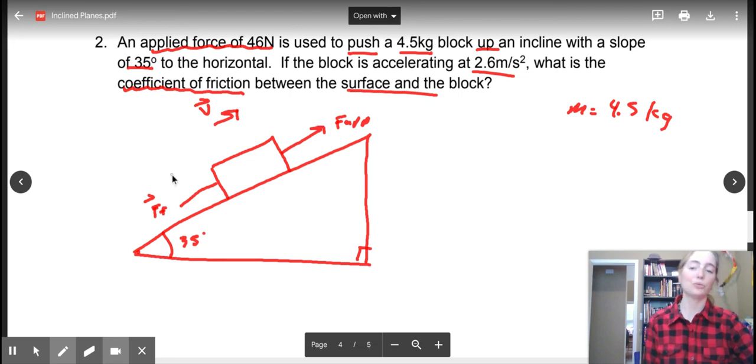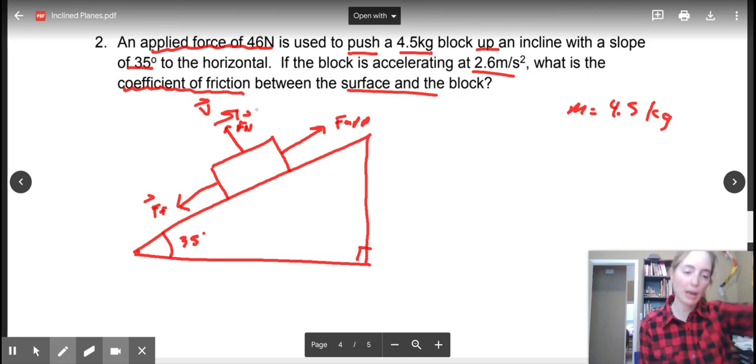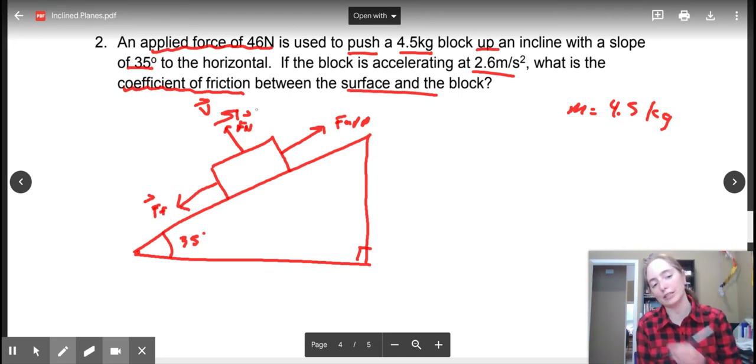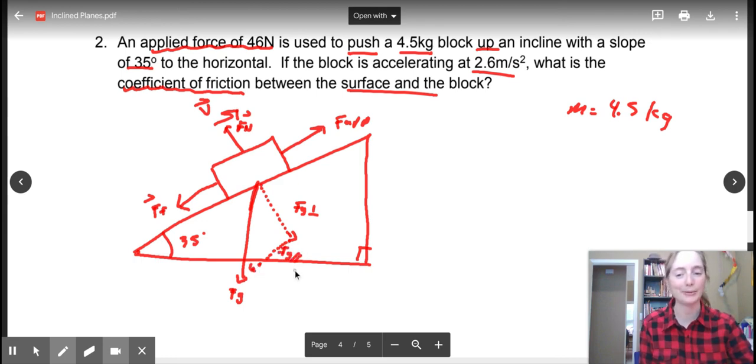So that means we can absolutely calculate mu. We have our normal force. Remember that, ladies and gentlemen, that normal force is not straight up and down. It's perpendicular to the surface. Fg, however, is straight down. We are going to break this into our Fg perpendicular and into our Fg parallel.